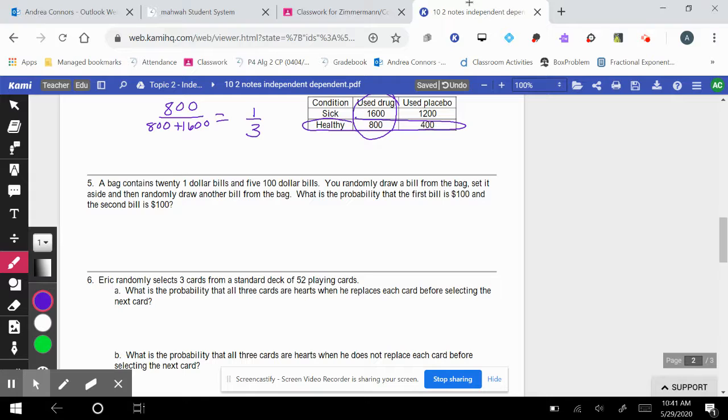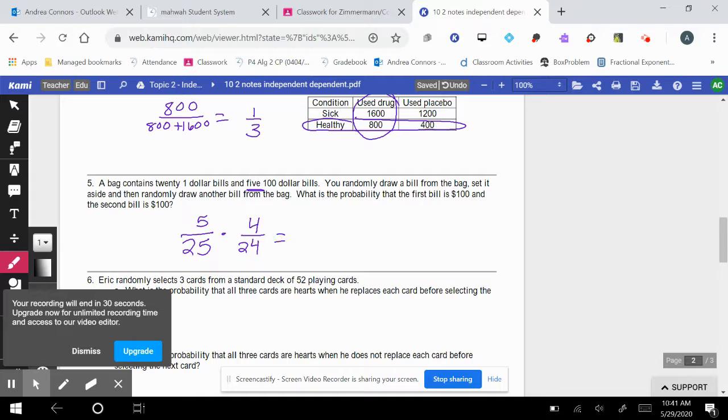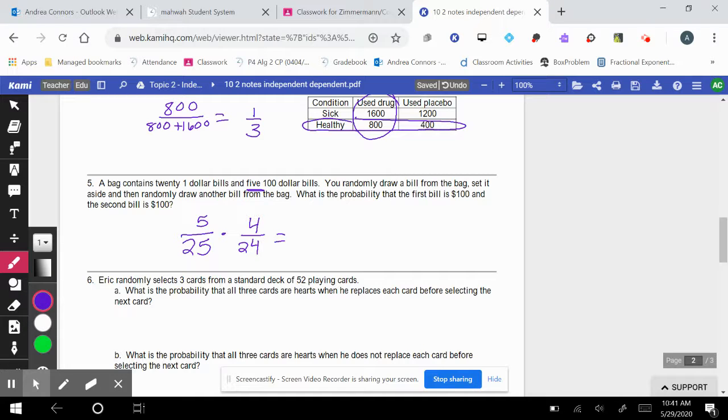A bag contains 20 $1 bills and 5 $100 bills. So there are 25 bills total. You randomly draw a bill from the bag and set it aside and randomly draw another bill from the bag. What is the probability that the first bill is $100? So there are 5 $100s, and the second bill is $100. So that'd be 4 over 24, because again, I'm taking one away and not returning it. So it'd be 5 over 25 times 4 over 24. Math 1, enter, and you get 1 over 30.